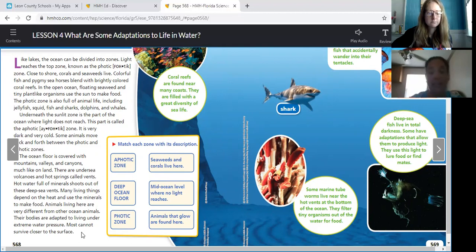So those animals that live in the very, very bottom depths of the ocean, they stay there. That's just what they need to survive. If they were to swim farther up, they wouldn't have everything they need to survive.